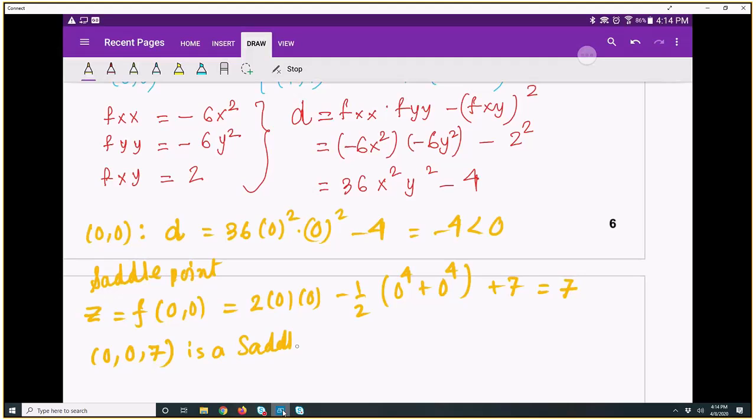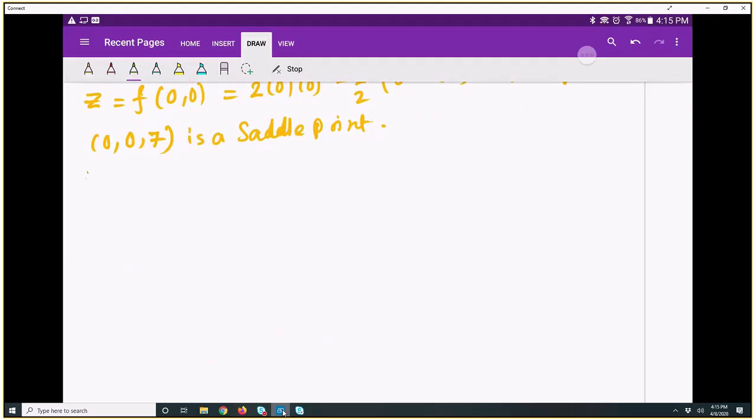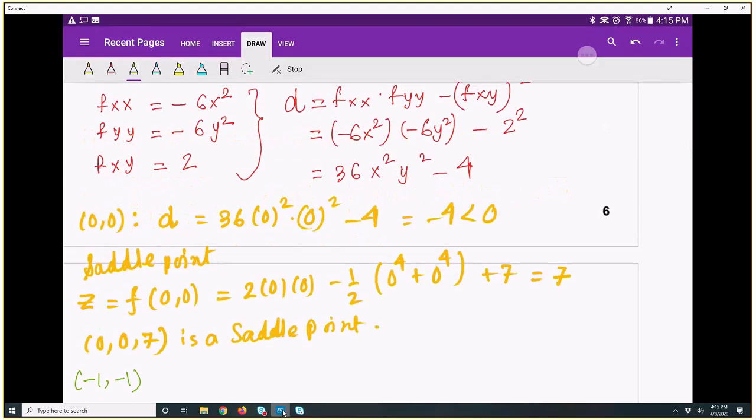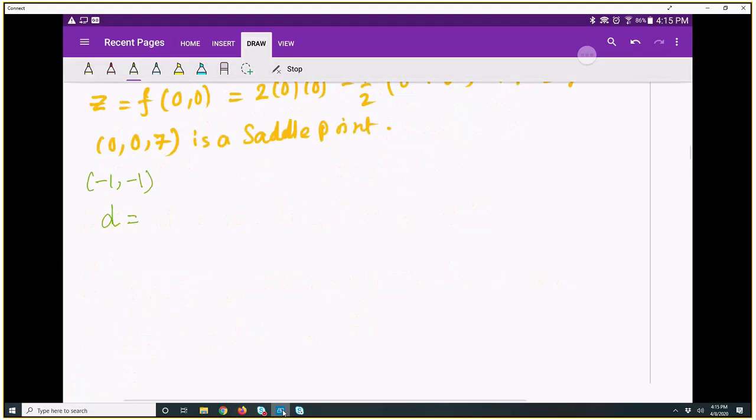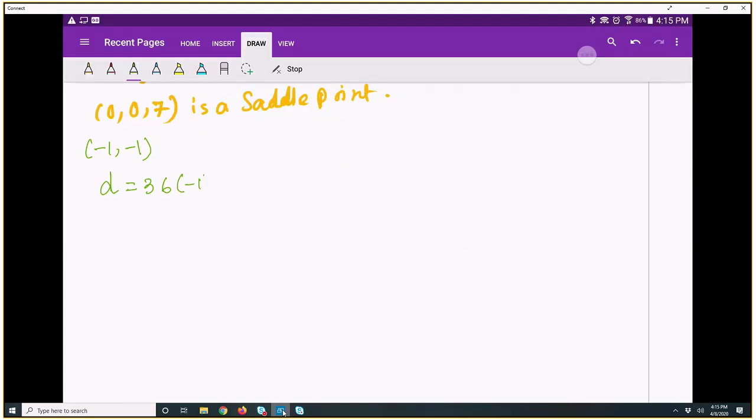That answers my first critical point. I have to do 2 more, 1, 1, and negative 1, negative 1. For the critical point negative 1, negative 1, my D value is going to be, remember, fxx times fyy minus fxy whole squared, which was 36x squared y squared minus 4. So you say 36 times negative 1 squared times negative 1 squared, 1 for x, 1 for y, minus 4. So that's 36 times 1 minus 4, which is 36 minus 4. That's 32, greater than 0.